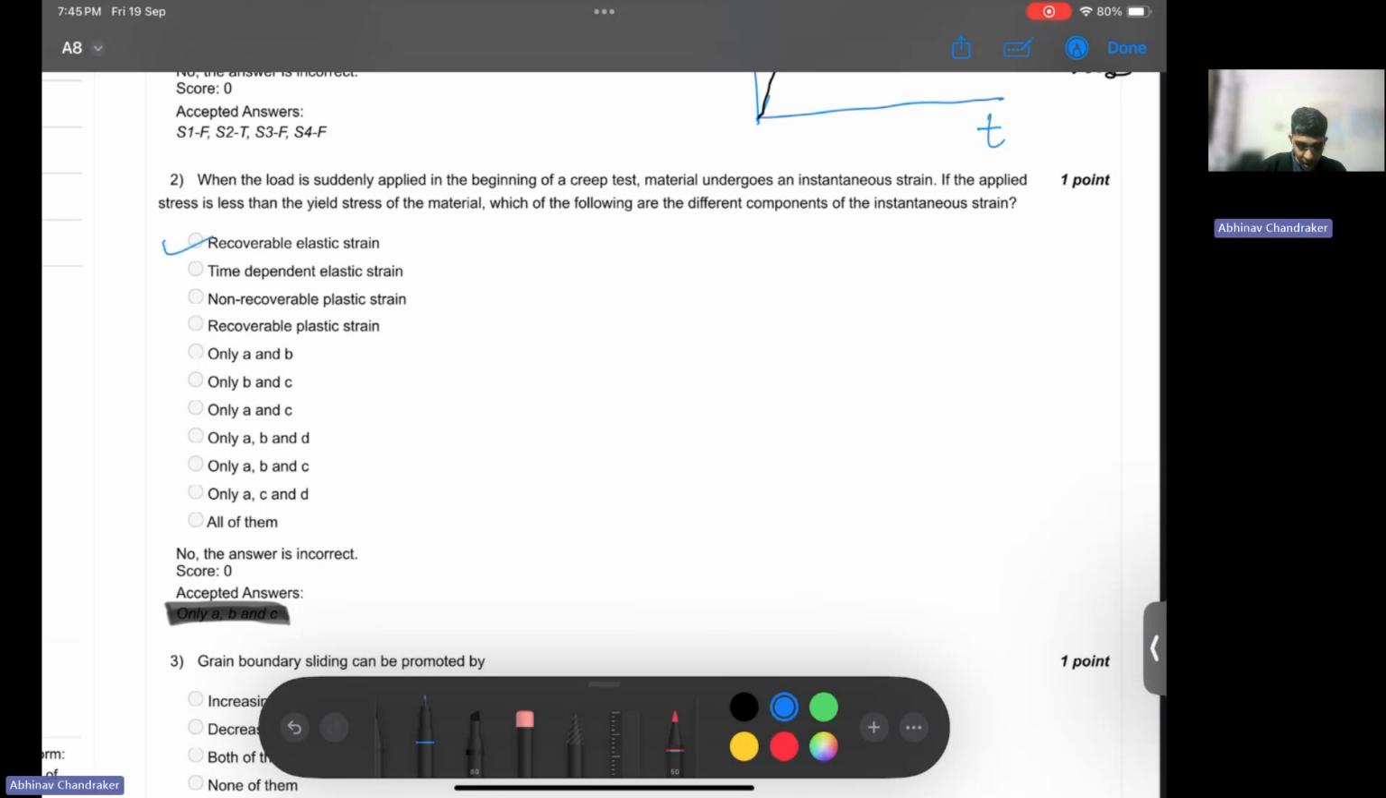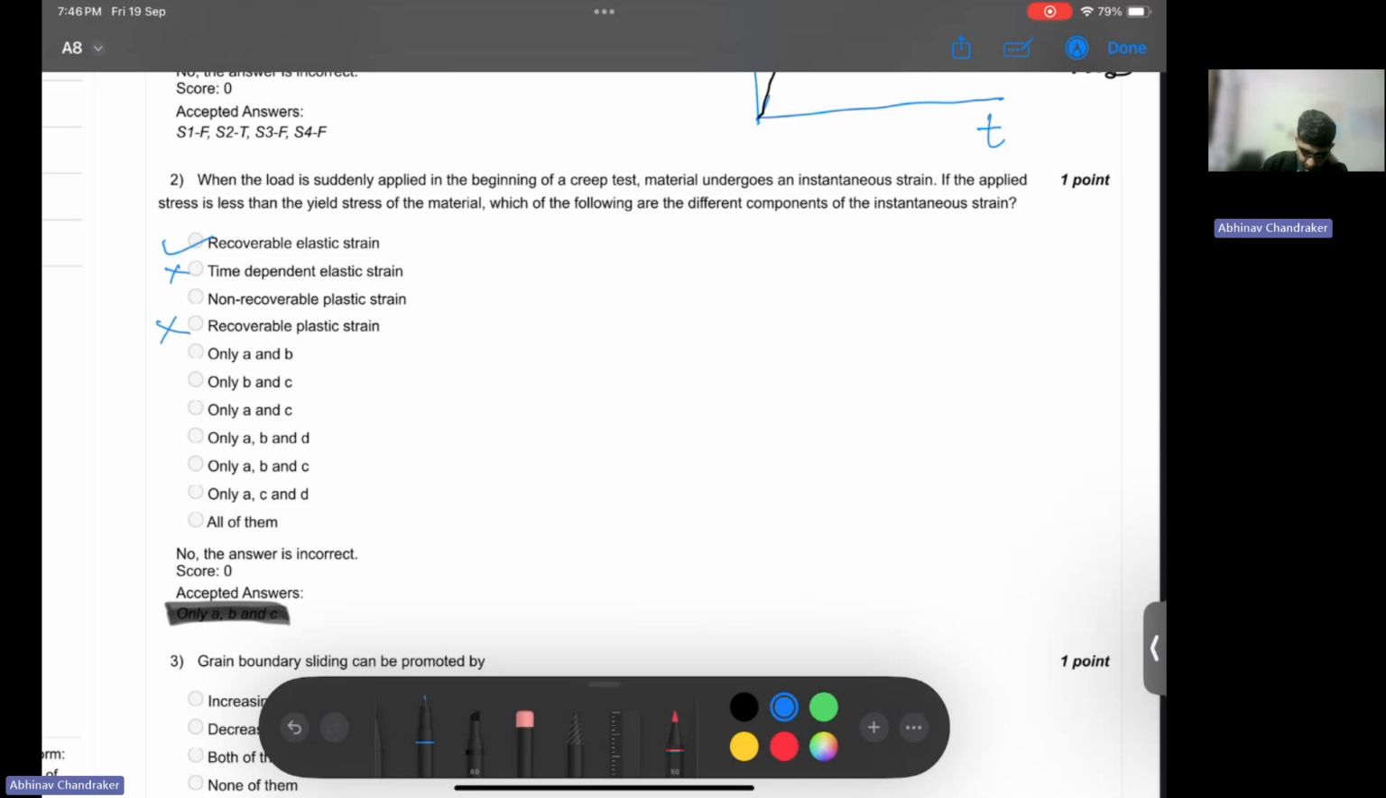There will be recoverable elastic strain. I don't think there is any time dependent elastic strain. There is nothing of that sort actually. Elastic strain is always time independent only. Non-recoverable plastic strain, but it won't be there because recoverable plastic strain, I don't think there's anything which exists.